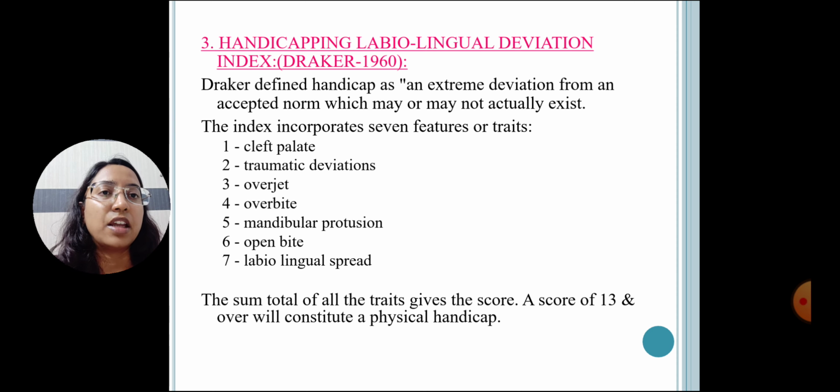Another index called as handicapping labiolingual deviation index by Draker. So Draker defined handicap as an extreme deviation from an accepted norm which may or may not actually exist. So in this index, seven features were considered. The presence or absence of cleft palate, presence or absence of traumatic deviation. The overjet was measured in millimeters and noted. Overbite was measured in millimeters. Mandibular protrusion, open bite, and labiolingual spread. So the sum total of all the traits gives the score. A score of 13 and more would be considered as a physical handicap.